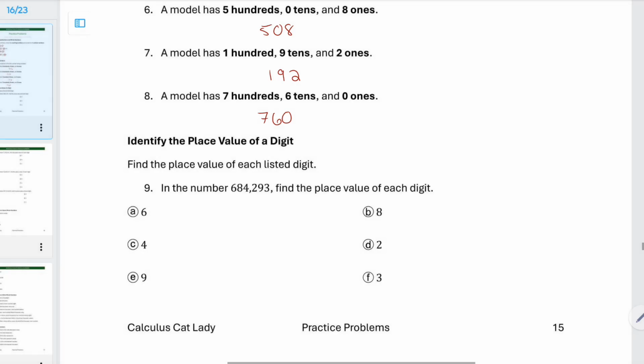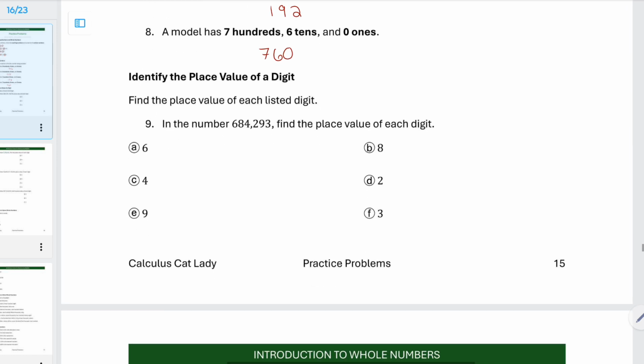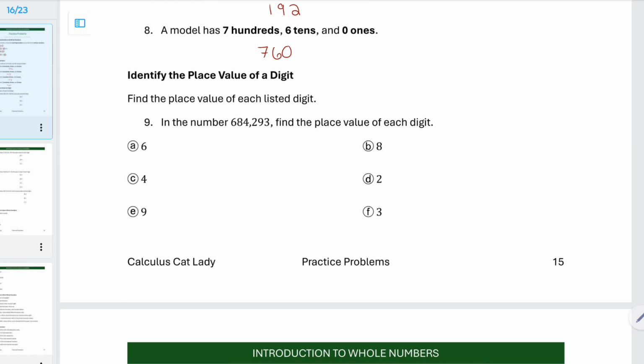In this next section, identify the place value of a digit. Find the place value of each listed digit. In the number 684,293, find the place value of each digit.